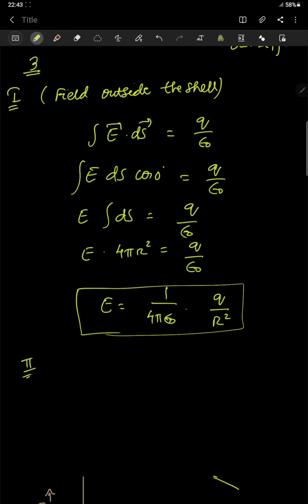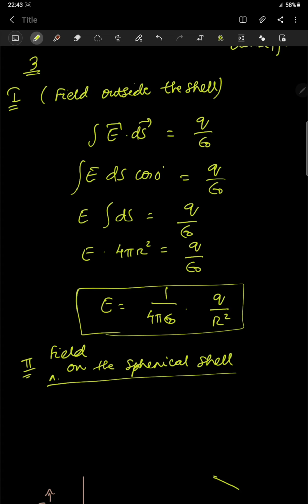In the second one, the field on the spherical cell. So if it is on the spherical cell, then what will happen? Your small r will be equal to capital R. Okay, small r will be capital R in this case. So what will be the electric field then? 1 by 4 pi epsilon naught into q by capital R square.